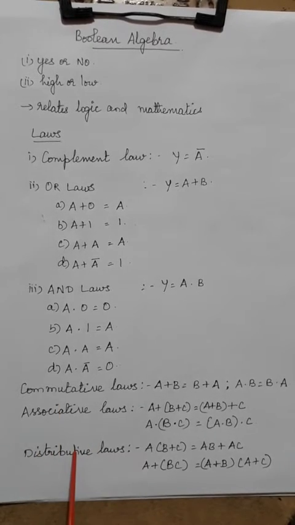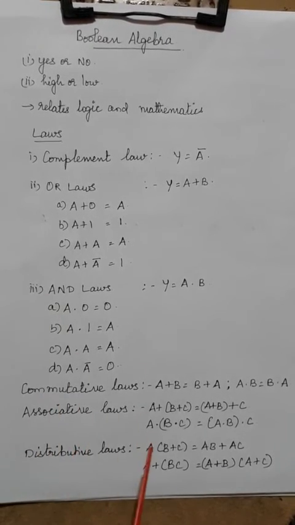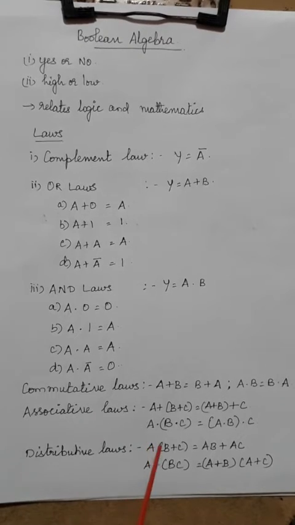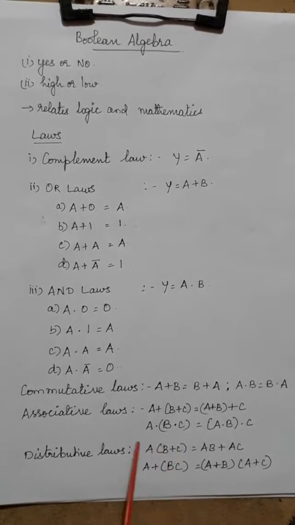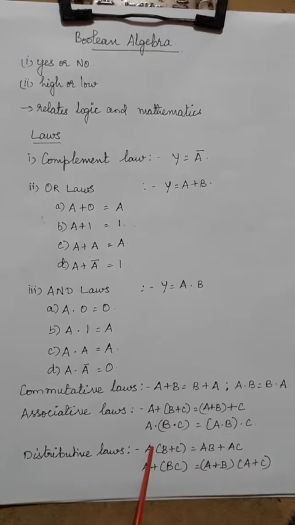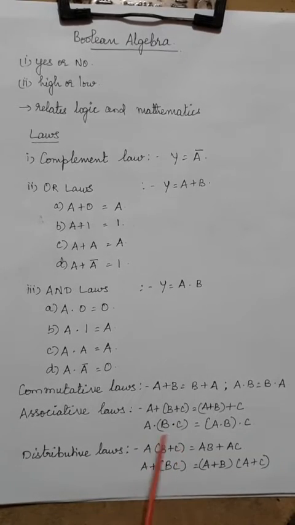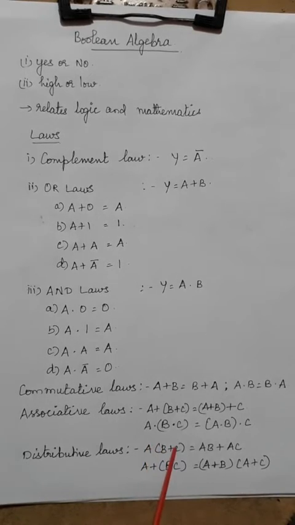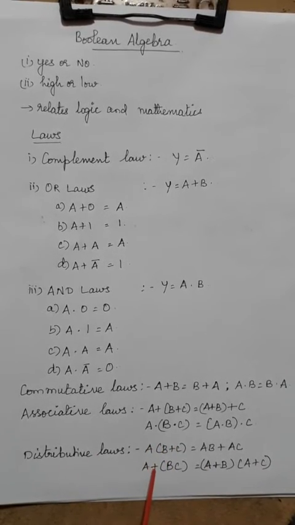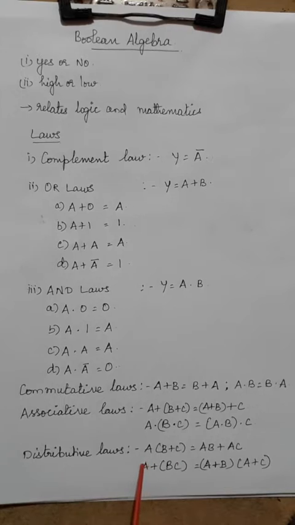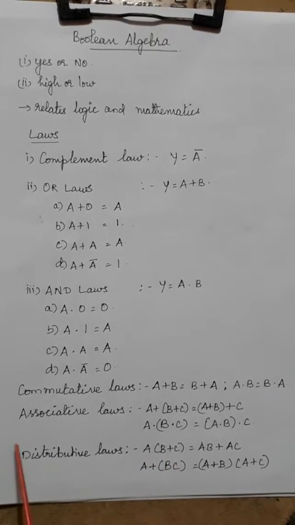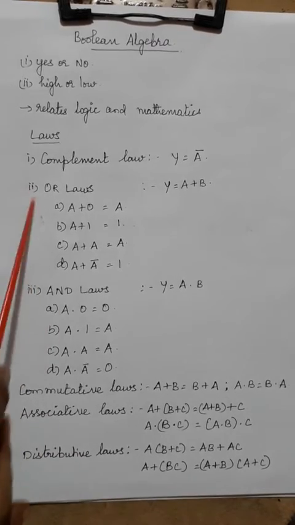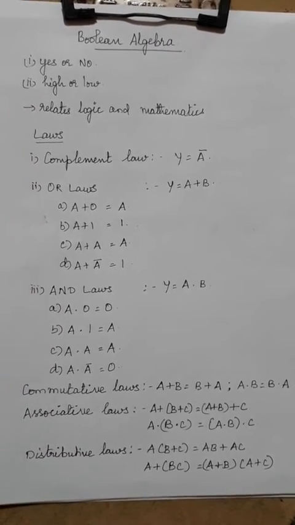All these laws you would have studied even in ordinary algebra. So here it is a into b plus c. Distributive says how it can be distributed. I am going to multiply this: ab plus ac. The second one, a plus b into c, which gives me a plus b into a plus c. So these are all the laws through which we compute Boolean algebra.